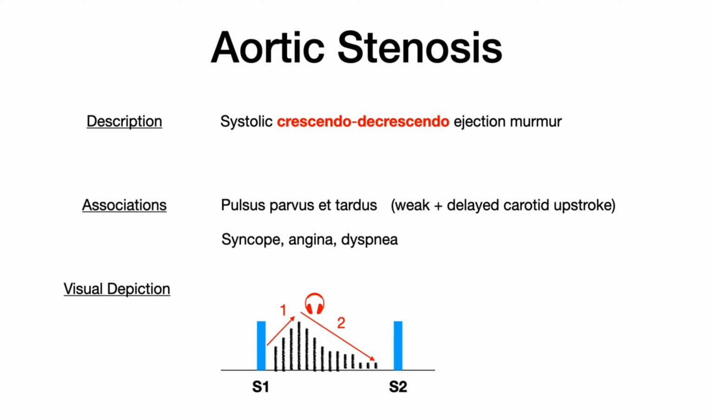All right, so I hope you were able to appreciate the crescendo part at first, and then the decrescendo part following that, but that's aortic stenosis. All right, so we've now talked about aortic stenosis, and let's move on to mitral and tricuspid regurgitation.